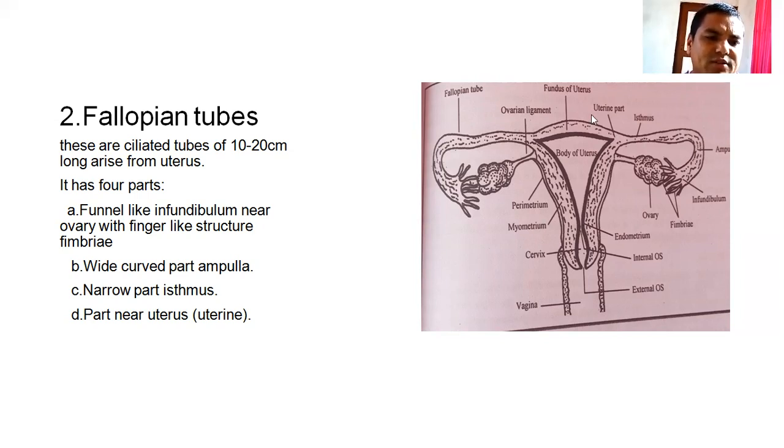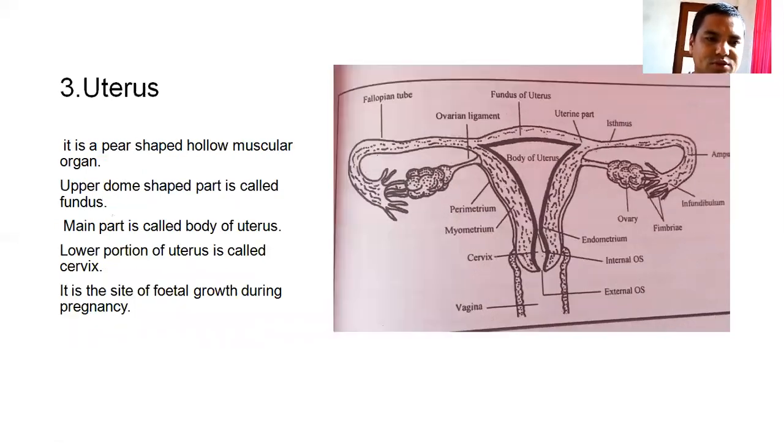Then the wide curved part, the ampulla. You can see the ampulla, and the narrow part is the isthmus, and the part near the uterus is called the uterine part. These 4 parts are present in the fallopian tubes.